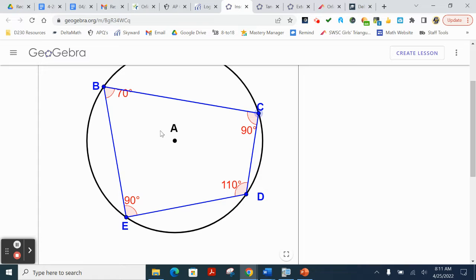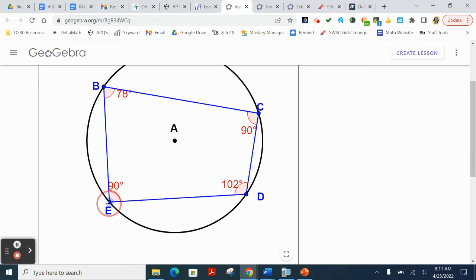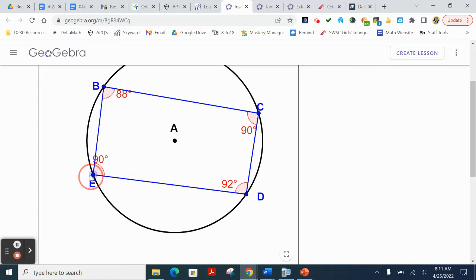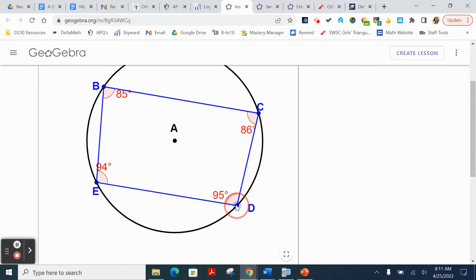Good. So if we add the B and the D together, notice how they add up to be 180. If I add C and E together, they add up to be 180. Let's switch them. Let's say I move this over here. So we'll do 85 for those. And then we'll change these to make it more obvious.